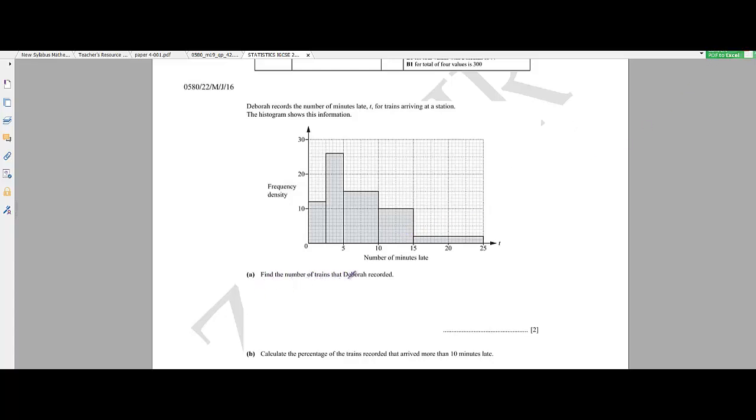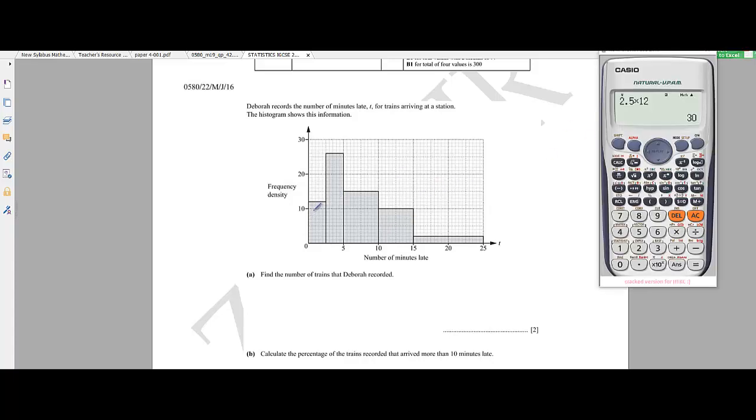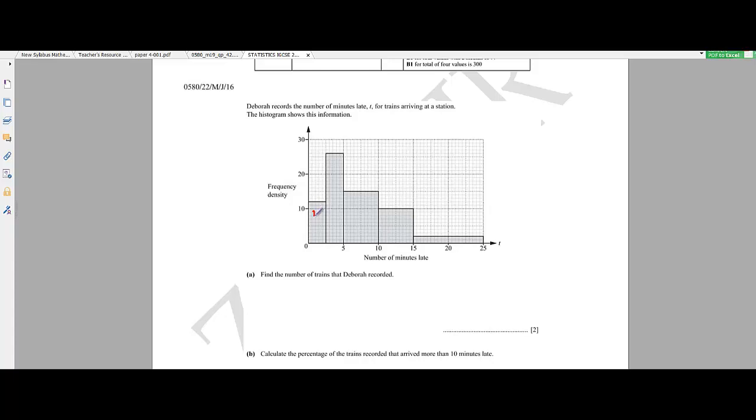Find the number of trains that Deborah recorded. You have to find the frequencies of all the bars. Then you add all the frequencies. That will give you the total number of trains. The height of the first bar is 12 and the width is 2.5. So 2.5 into 12, how much? It's 30. So the total trains here are 30, and this is the frequency.